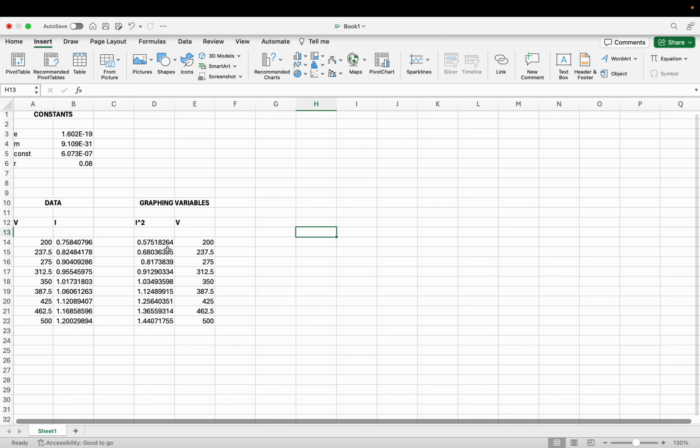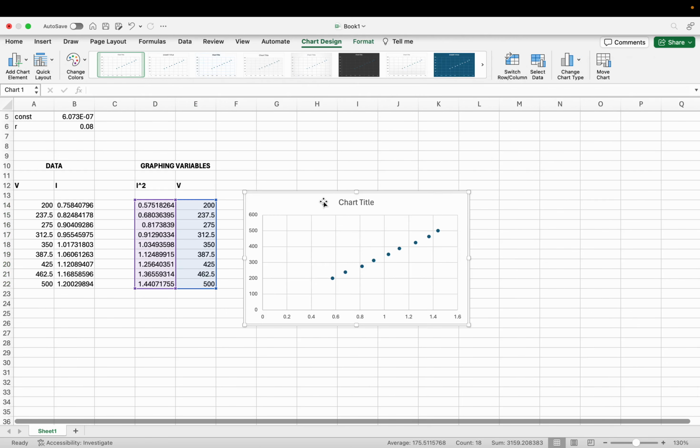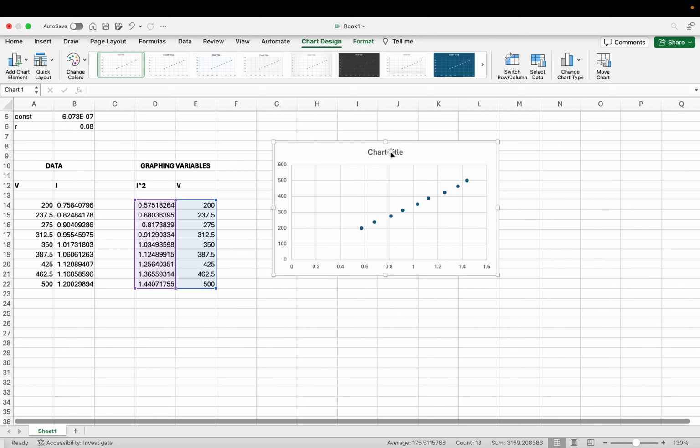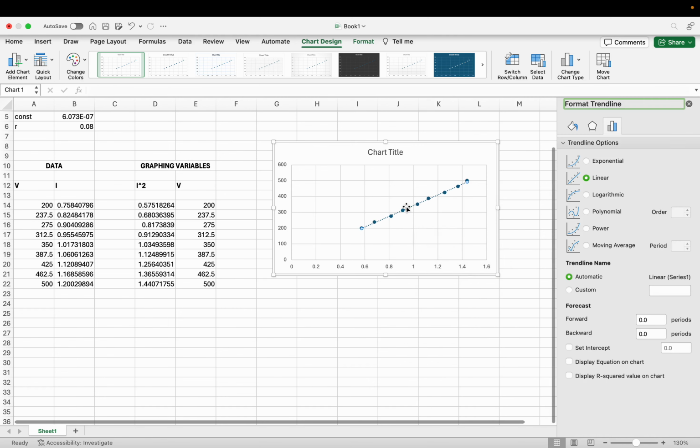So I'm going to select my data and I'm going to insert. I want to insert a scatter chart. Good, that's about right. And of course, when you create your beautiful graphs, you'll give them nice names and such, but I'm not going to do that. Okay, so what we did to find E over M, if you remember, involved finding a trend line. So I just added the trend line here in Excel.